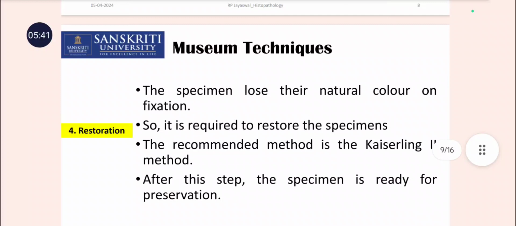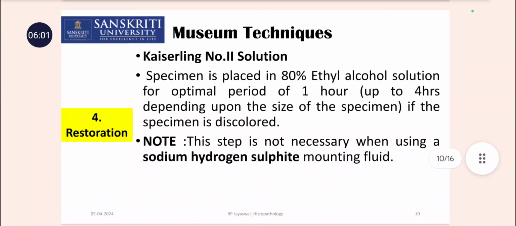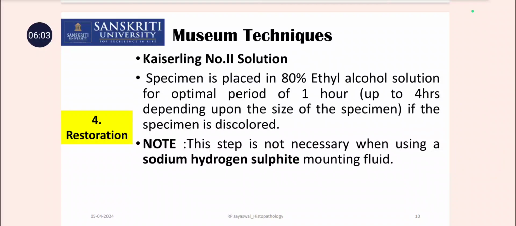Now museum techniques: restoration. The specimen loses its natural color on fixation, so it is required to restore it, and the recommended method is the second Kaiserling method for restoration of color. After this step, the specimen is ready for preservation. Kaiserling's second solution is basically 80% ethyl alcohol, in which the specimen is placed for an optimal period of 1 hour if the specimen is discolored. Here is a note: this step is not necessary when using the sodium hydrogen sulfide mounting method.